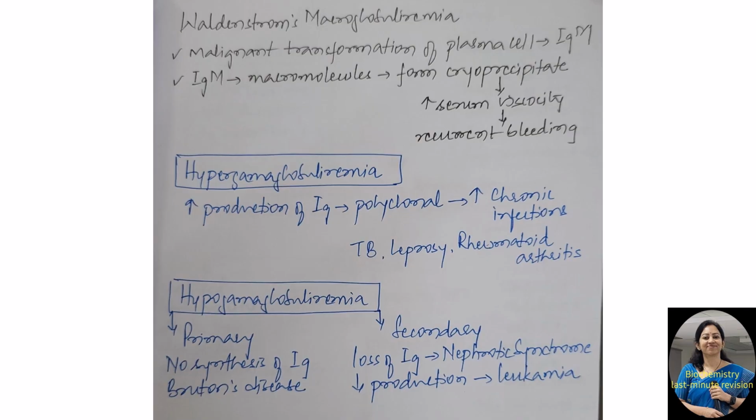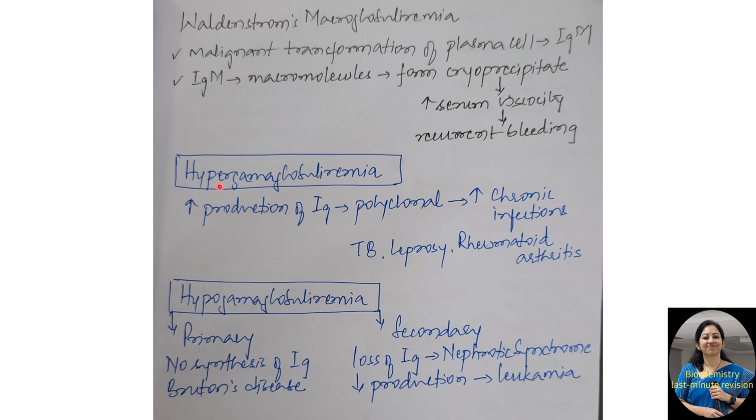Coming to other paraproteinemias, Waldenstrom's macroglobulinemia is characterized by malignant transformation of plasma cells, which produces mainly IgM immunoglobulin. Now, as you all know, this IgM is a macromolecule made up of 5 subunits joined by J chain. So they form cryoprecipitate, and this increases serum viscosity and predisposes the individual towards development of recurrent bleeding.